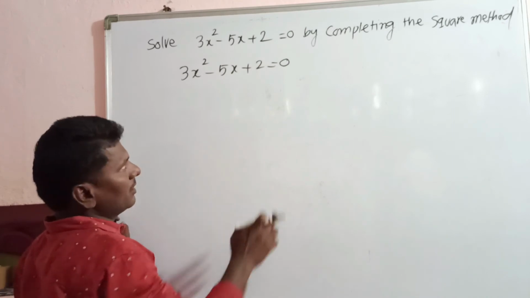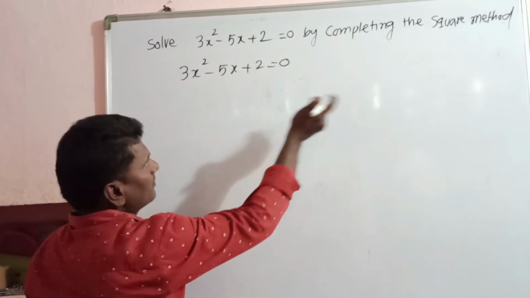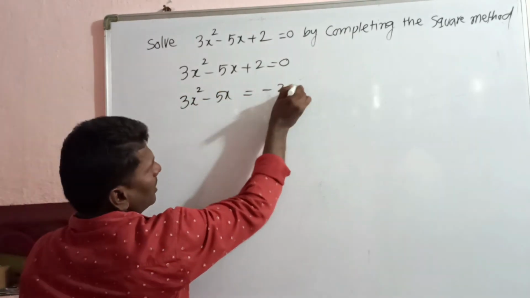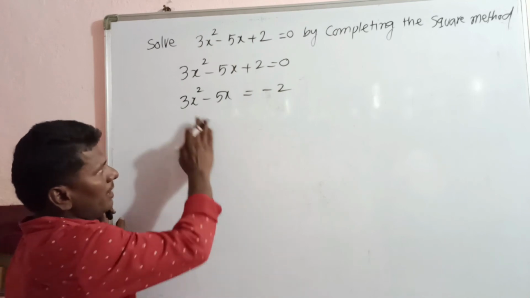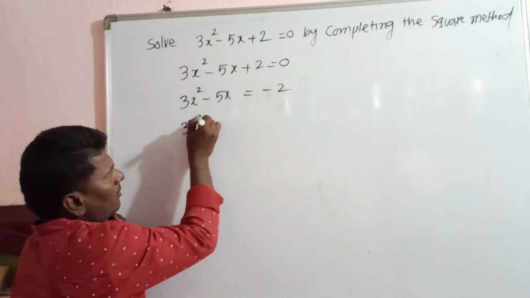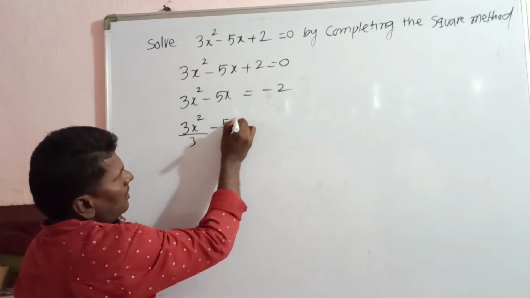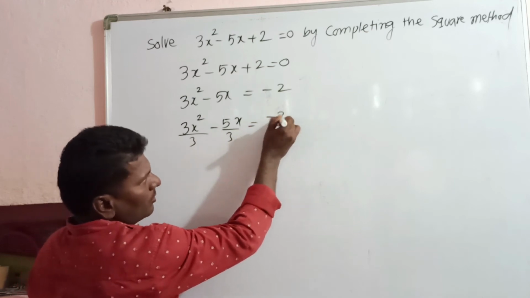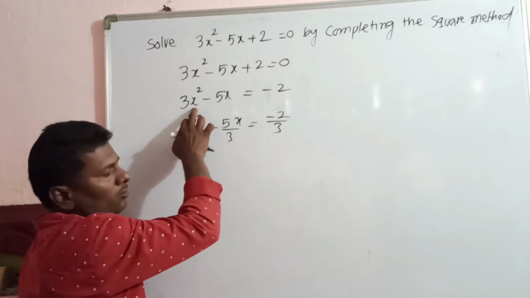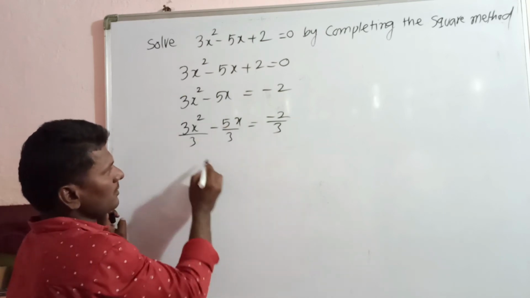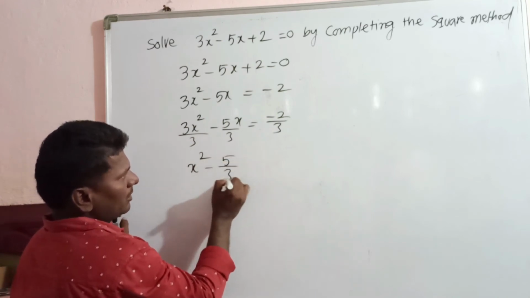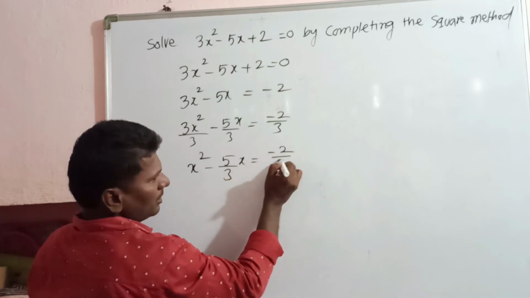First we have to send this constant term to the right side. 3x² minus 5x is equal to minus 2. Divide each term by 3: 3x² by 3 minus 5x by 3 is equal to minus 2 by 3, because we have to make the x² coefficient 1. The 3 gets cancelled, and I am left with x² minus 5 by 3 into x equals minus 2 by 3.